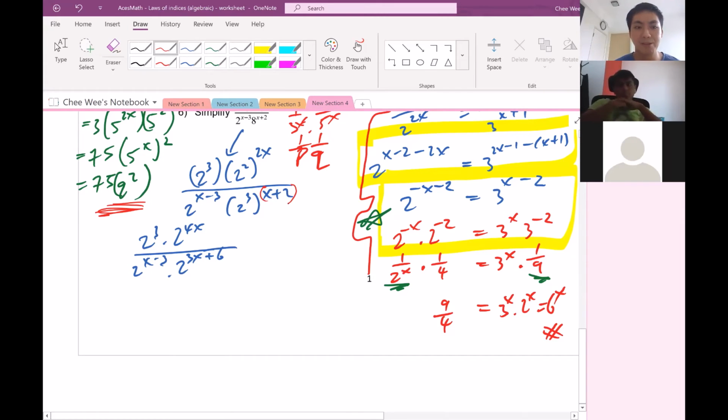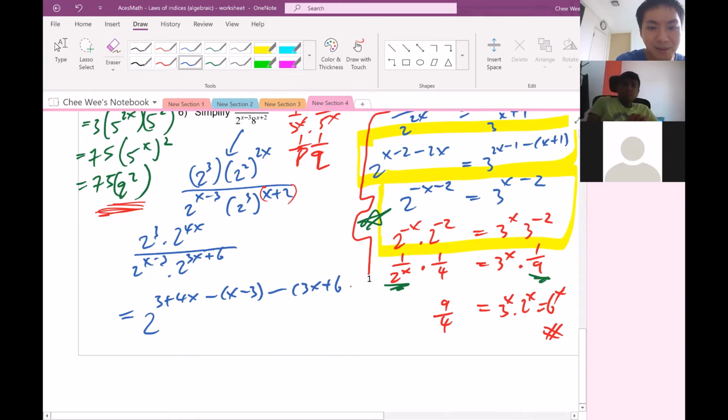Okay? Any questions on this so far? No, I move on. Then from here, the simplification process is obvious. So this becomes 2 to the power of 3 plus 4x minus x minus 3 minus 3x plus 6. Okay? And then you just simplify and you will get the answer. So I'm just writing everything in one single step. Most people tend to simplify the numerator and simplify the denominator first, of course. Okay? So this will be the second most common mistake. Remember, put the brackets around this. Otherwise, you will have careless mistakes.